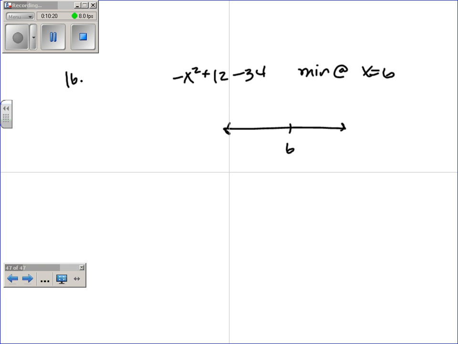Number 16. This function here has a minimum at x equals 6. So if you have a minimum, you've gone down and then up. The function's gone down and up, which means the derivative has changed from negative to positive. So is f prime positive on the interval from 6 to infinity? No. B, f prime positive on all of them? No. C, f prime negative on the interval from 6 to infinity? Yes.